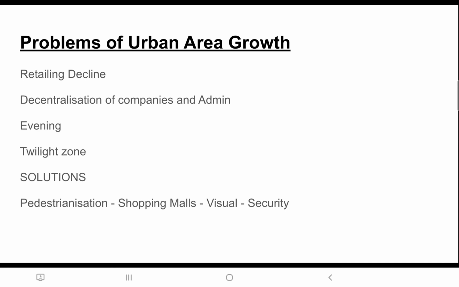And the last one is security. People need to feel safe in these areas. So this is helped by regular patrols. There's police, or there's many private security firms as well. CCTV is a deterrent as well for pickpockets and shoplifters, and it's especially important in the evening. So these are some of the solutions that have been attempted to counteract some of these problems that we find in areas of urban growth.